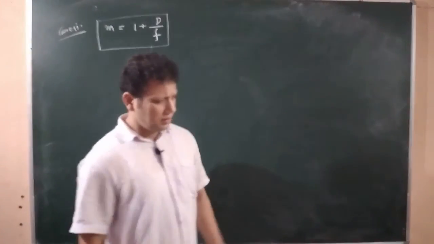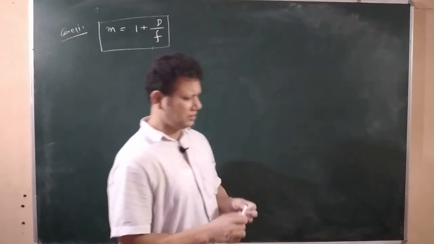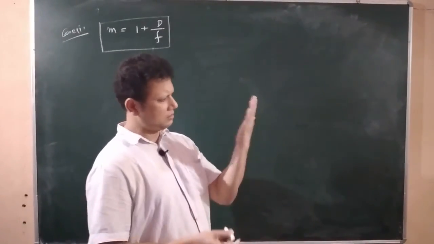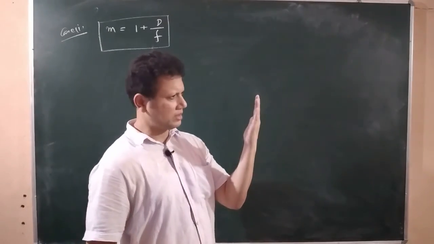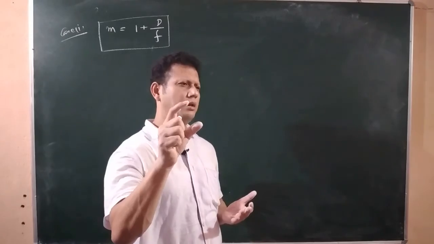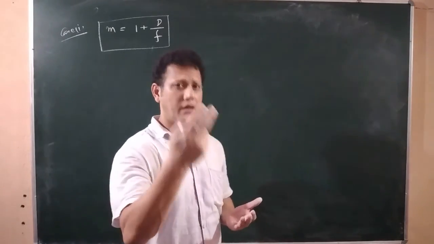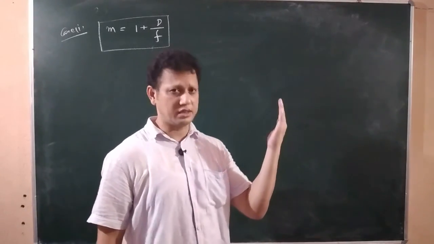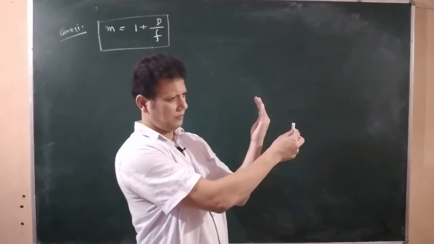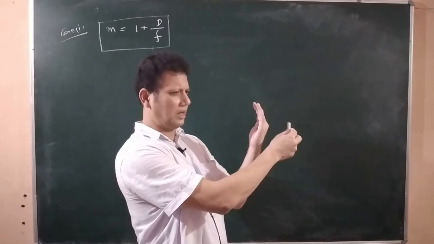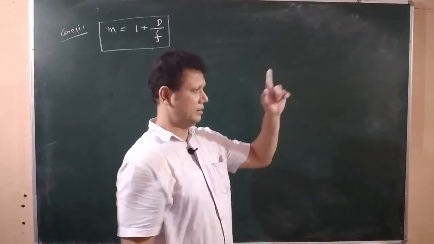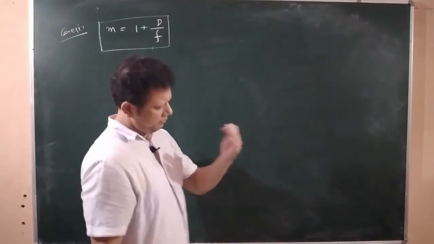Suppose this is a lens, a convex lens, because in a simple microscope we know there is only a simple biconvex lens, and this is the object. The image we see with our eye is erect and magnified.